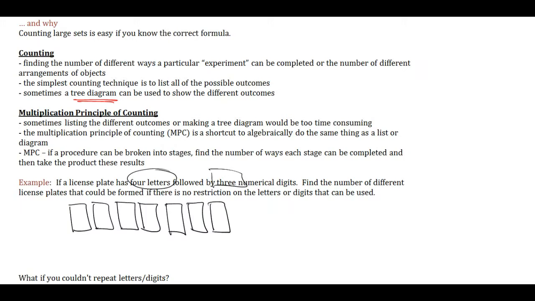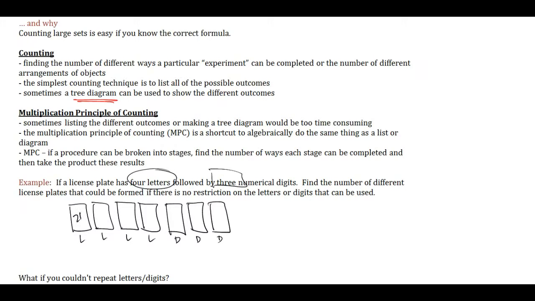What the counting principle says is I want to figure out how many different license plates there are. What you do is you find out how many different values there are for each of these boxes, and then you multiply them together. Plain and simple. So this is a letter, this is a letter, this is a letter, this is a letter, then this is a digit, this is a digit, this is a digit.